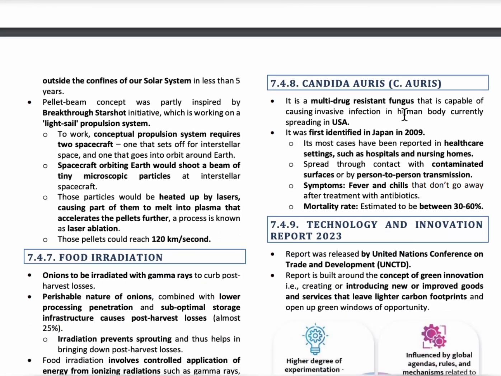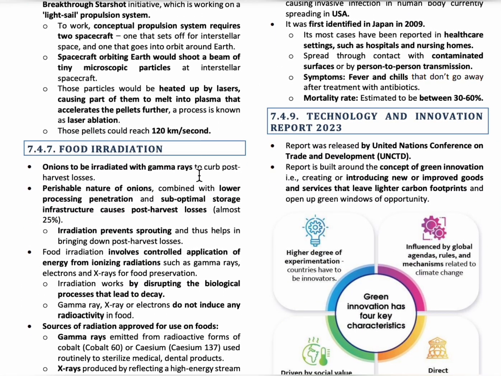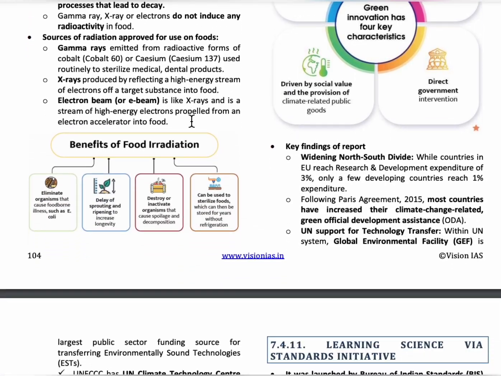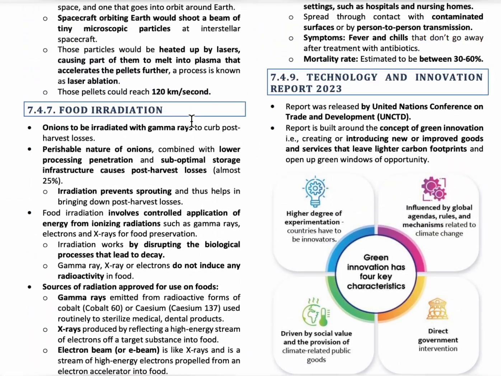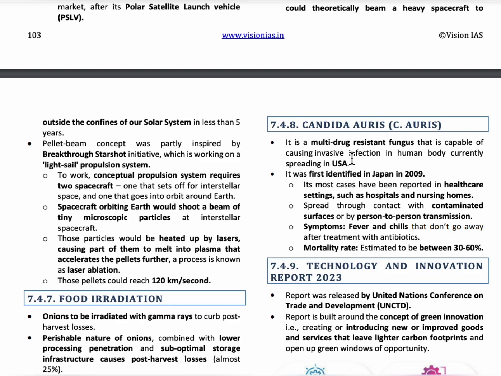The next topic is food irradiation. So, radiations like gamma rays and X rays are sent through food products like agricultural products to delay the decaying process. So, this method is called food irradiation. The next topic is Candida auris. So it is a multi-drug resistant fungus. So even if antibiotics are given, symptoms like fever and chills don't go away. So it is currently spreading in the USA. So it is an anti-drug resistant fungus.